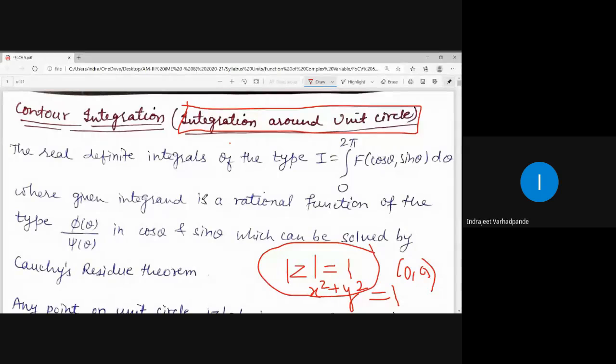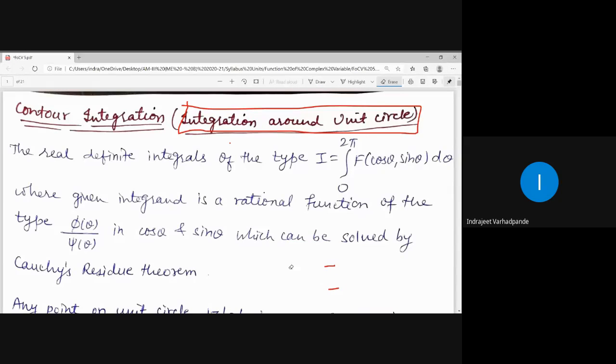So note down that the real definite integral of type I is equal to the integral from 0 to 2 pi. Now see, a unit circle, a complete circle, when does it happen? When it completes one rotation. So here I started with theta equal to 0, and after completing one rotation in the anti-clockwise direction, what do I get here again? 2 pi. So rotation in the anti-clockwise direction will generate one complete circle when it is moved between 0 to 2 pi.